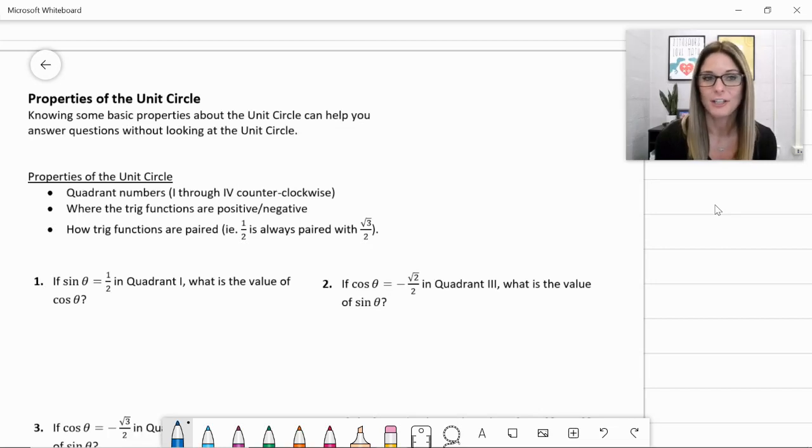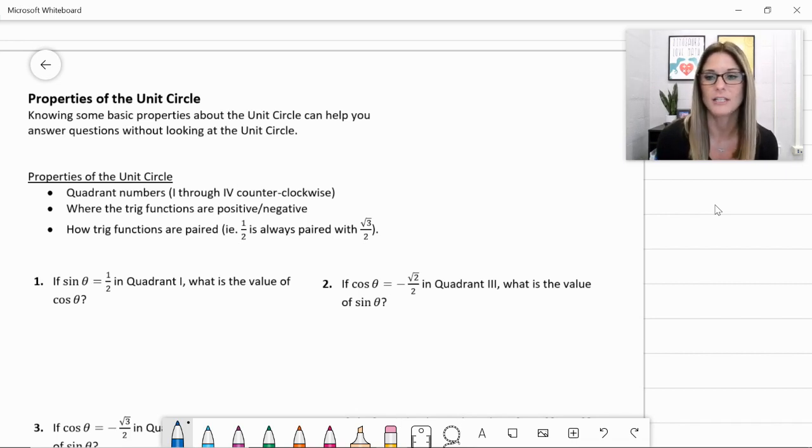So memorizing our unit circle is quite a lot. And so these notes, properties of the unit circle, are going to help you answer questions without looking at the unit circle. The truth of the matter is these examples we have below are probably closer to what the questions we'll see on benchmarks or end of course. And the unit circle is not on our reference sheet.